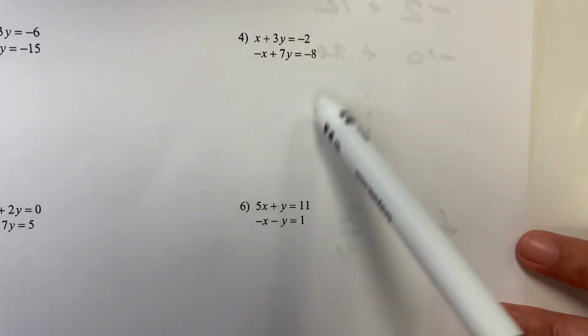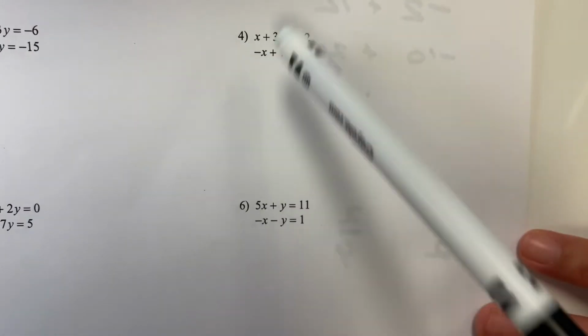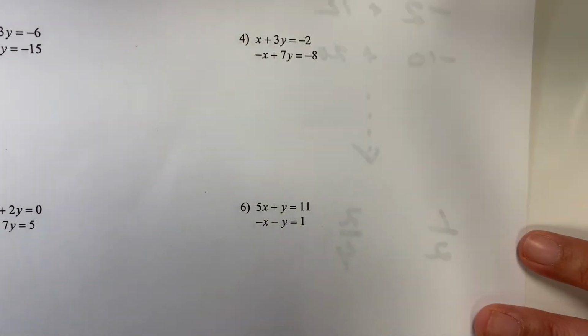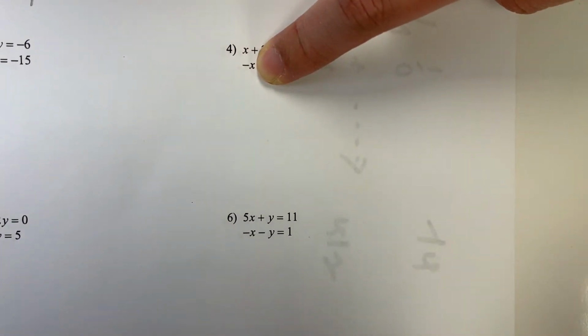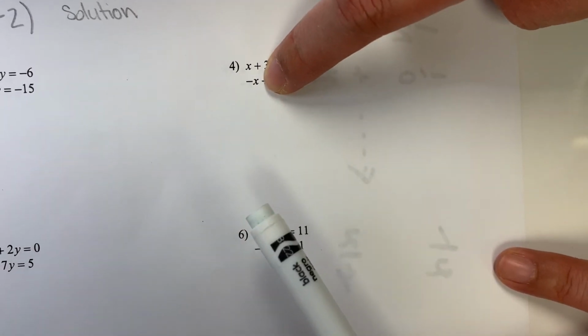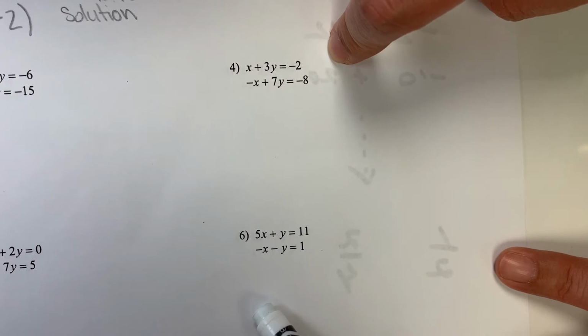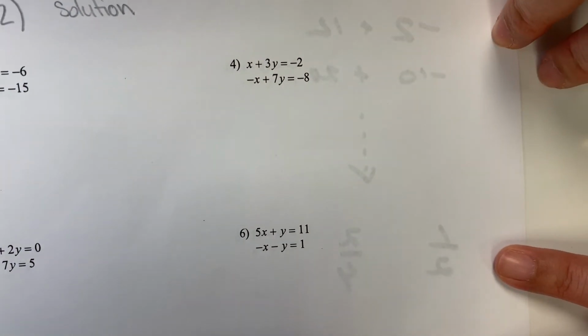Just because the x's are both 1 instead of an actual number. It's just x plus 3y or negative x plus 7y. But since this one has x and negative x, maybe we can do elimination by just adding. Then you can cancel an x and negative 1x.